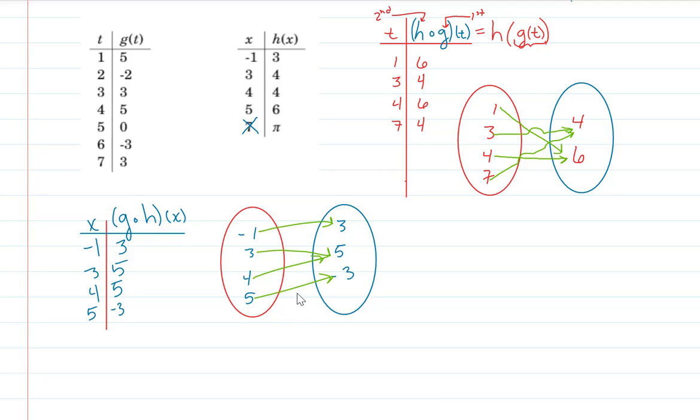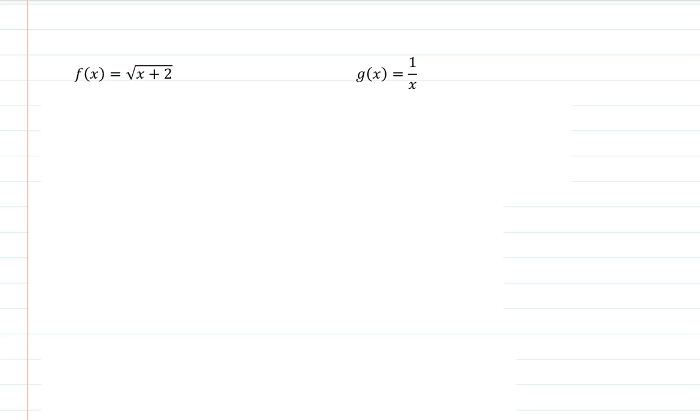I hope this helps you understand the basic idea of function chains. Let's do a significantly more challenging example. So we're going to start with the functions f of x is the square root of x plus 2, and g of x is 1 over x.